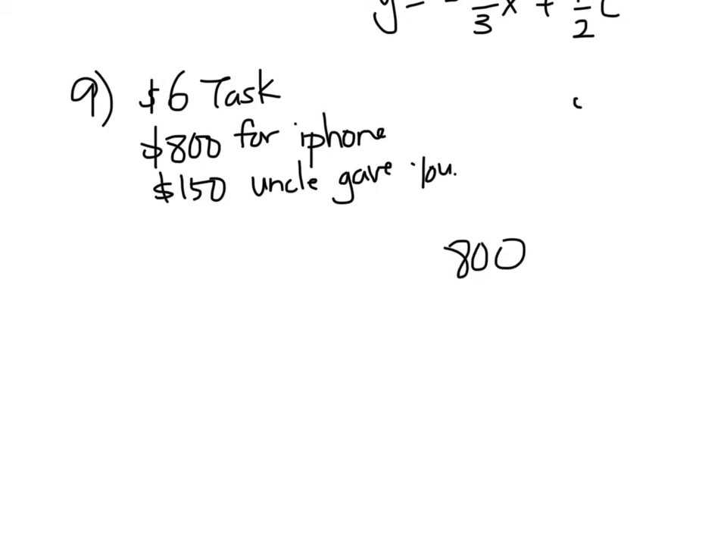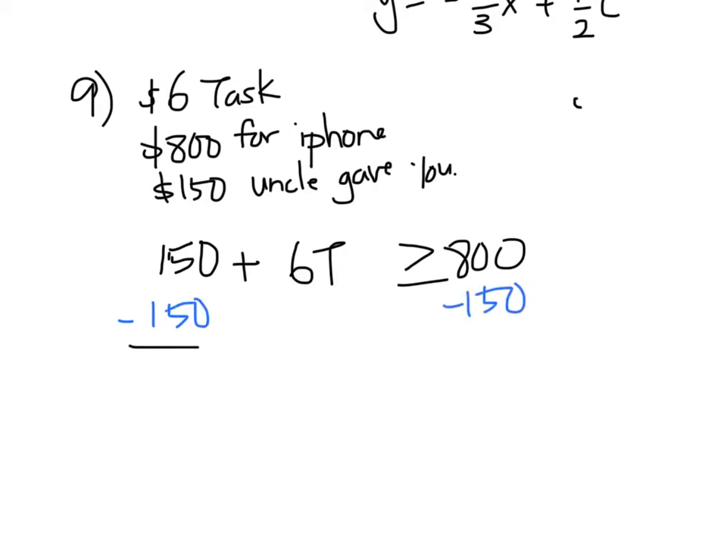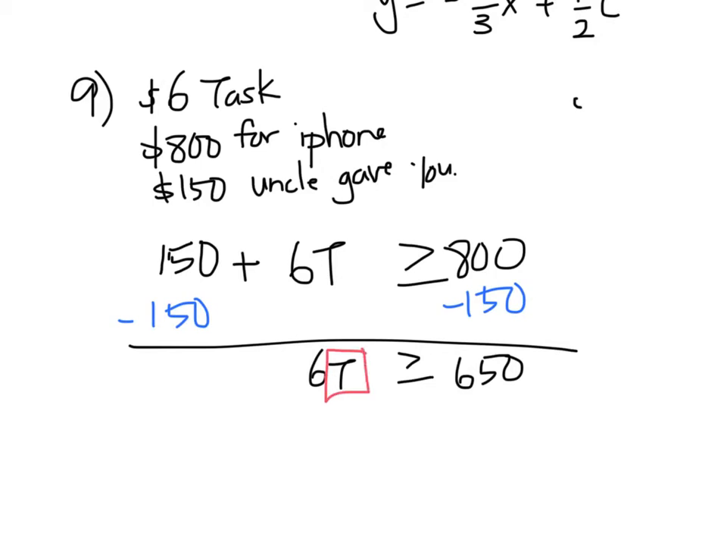So I need at least $800, but I need more than that for text and stuff, right? So I already got $150 that Uncle gave me last month. And then to make extra money, I'm going to charge $6 per task. Okay? And then, so from here, you just have to subtract 150 from both sides because you want to find out how many tasks you got to do. So then this is going to be 650. Divide both sides by 6. And yay, we're dividing by a positive number, so we don't have to switch symbols. This becomes a big fat 1.